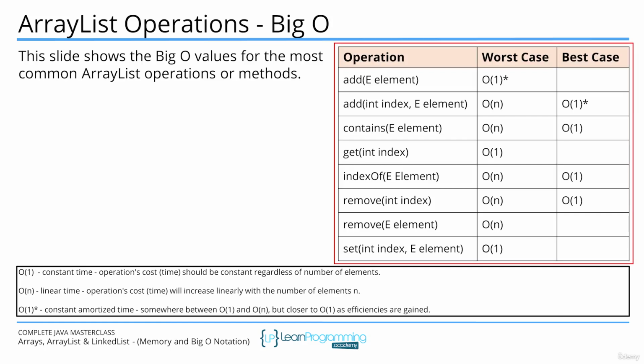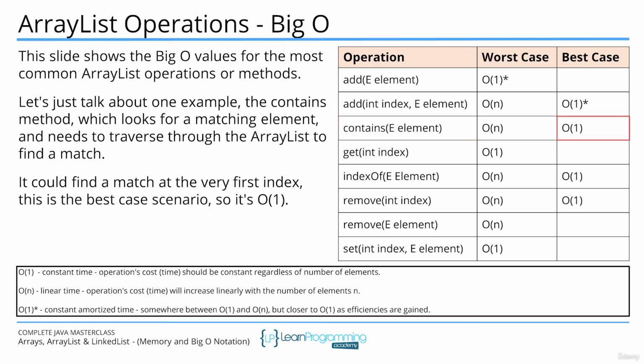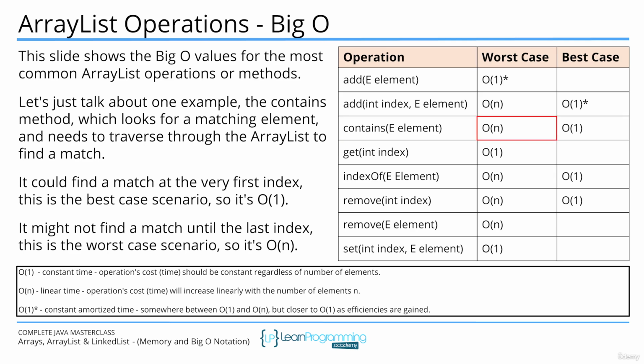This slide shows the big O values for the most common array list operations or methods. Let's just talk about one example, the contains method, which looks for a matching element and needs to traverse through the array list to find a match. It could find a match at the very first index. This is the best case scenario, so it's O(1). It might not find a match until the last index. This is the worst case scenario, so it's O(n).